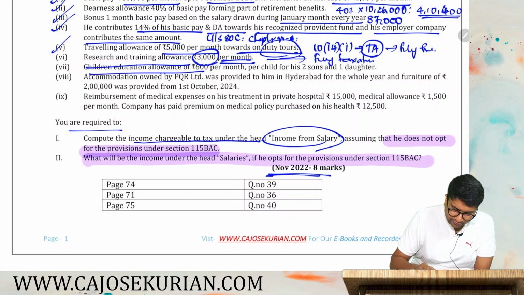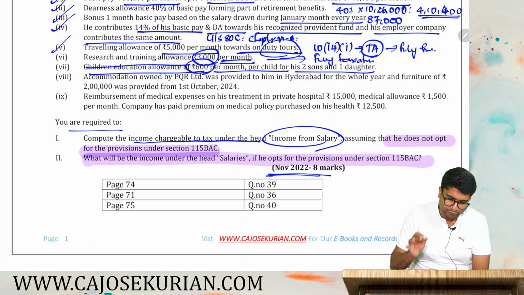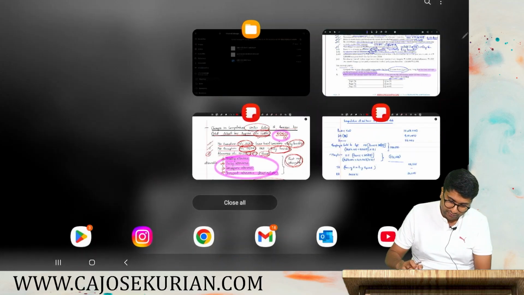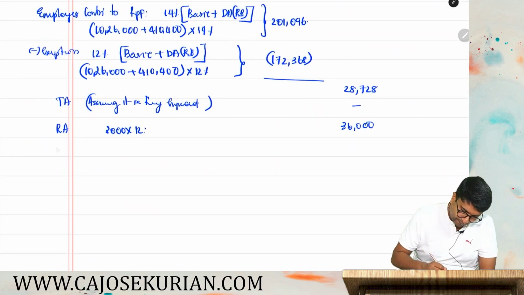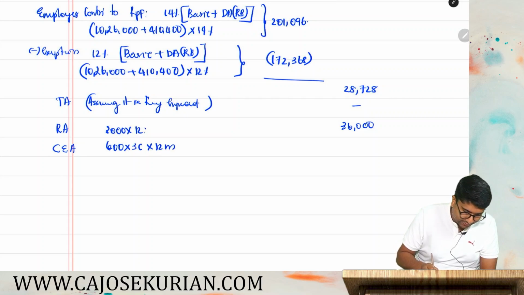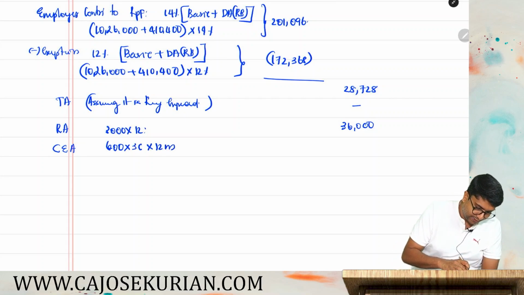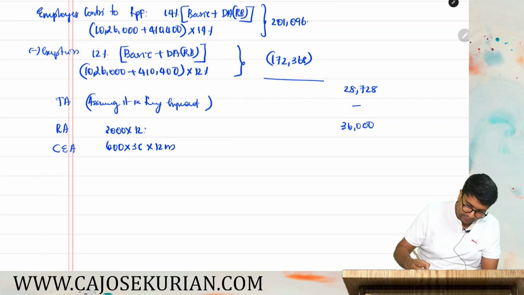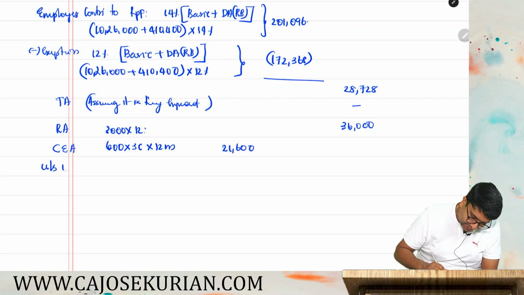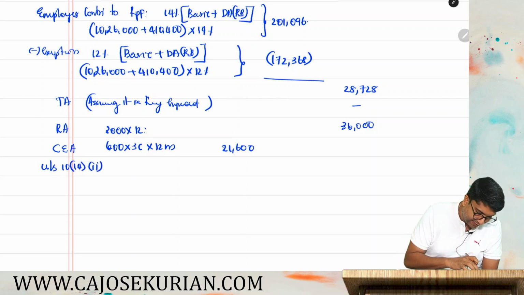Children education allowance of 600 per month per child for his 2 sons and 1 daughter. So 3 children, 600 per month. So children education allowance 600 into 3 children into 12 months. How much is the total? 600 into 3 into 12, that will be 21,600. You can claim an exemption under section 10 subsection 14 clause number 2, that is fixed exemption.